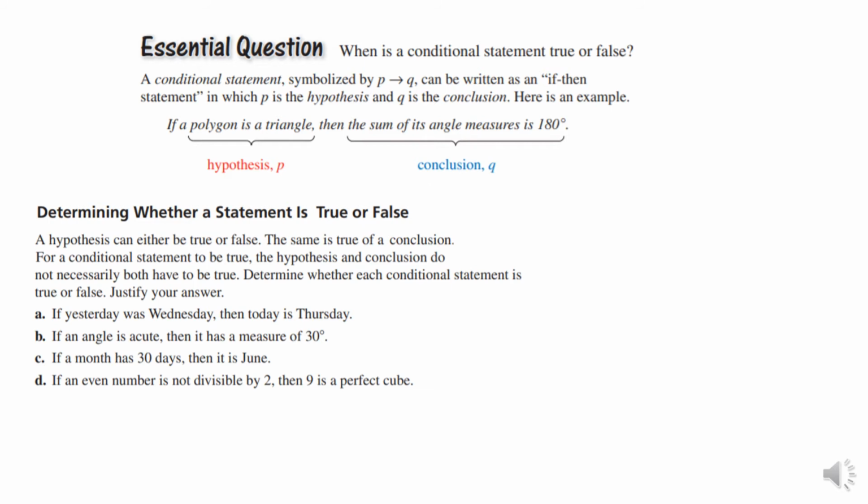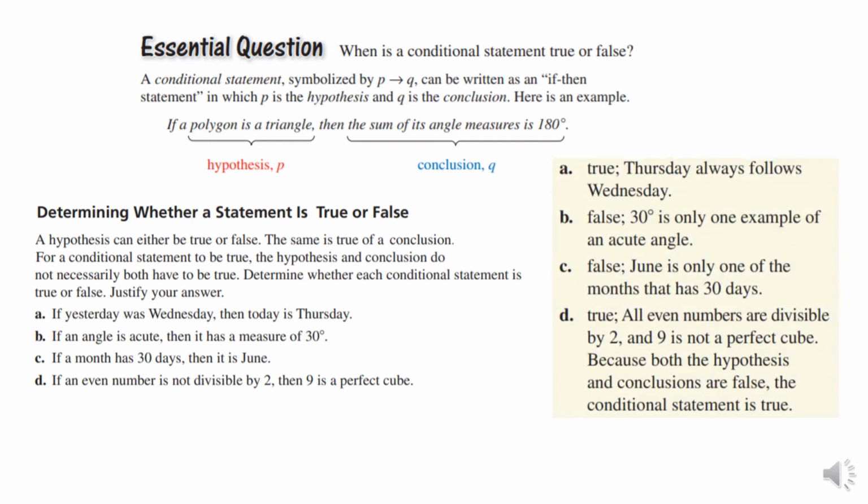So I'm going to leave these for you. You need to push pause and see if you can decide if the whole statement is true. Remember, the whole statement. And then you're going to look at the answers and see how you did and try to understand if you made any errors. So push pause. Okay, there are the answers. Go through them and make sure you understand them.